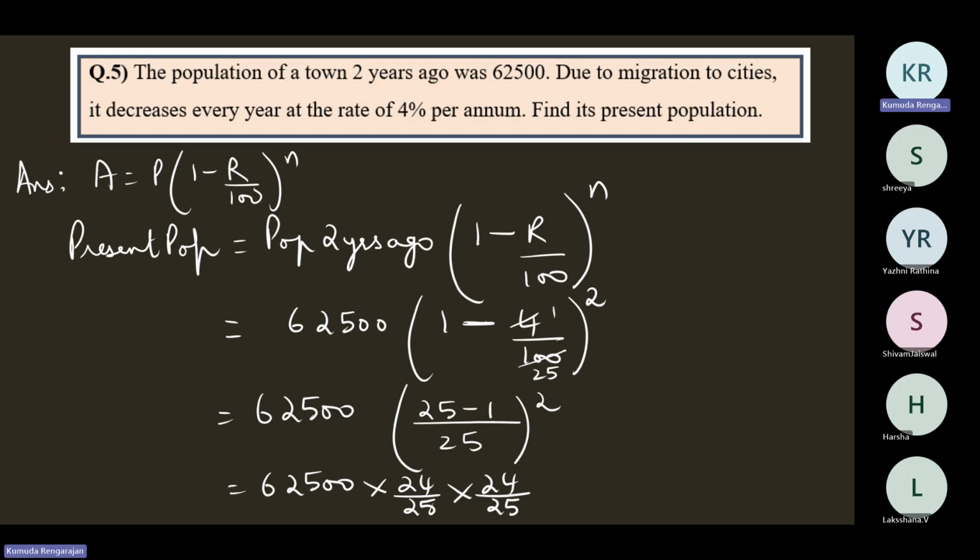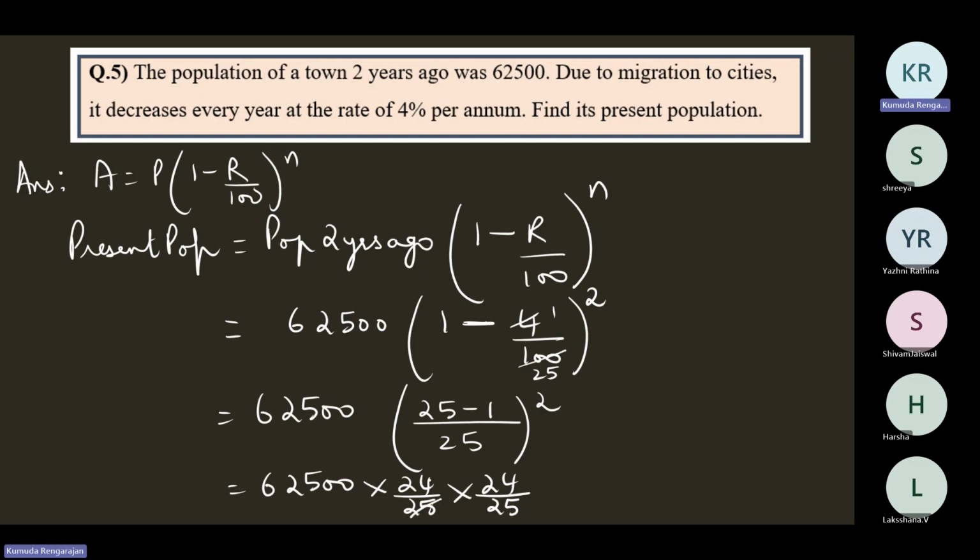Yes, children, I'm waiting for the answer from you. What's the answer? Ma'am, is the answer 57,600? Correct.